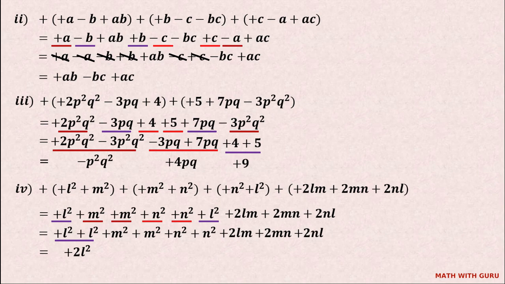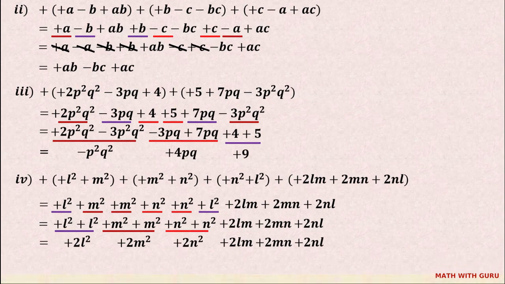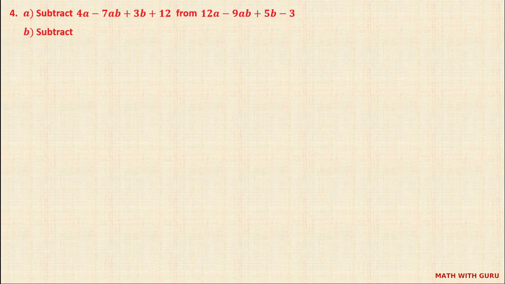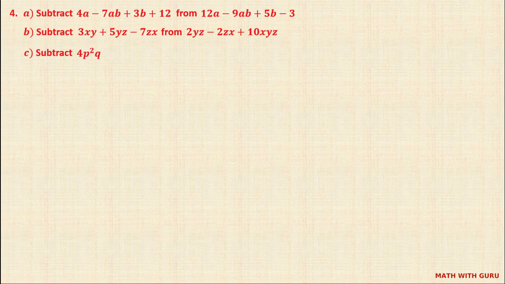Plus 1l squared plus 1l squared is plus 2l squared. This is plus 2m squared and this is plus 2n squared. Plus 2ln plus 2mn plus 2mn. We are done with third main. Now fourth main. Here are some problems on subtraction. There are three.